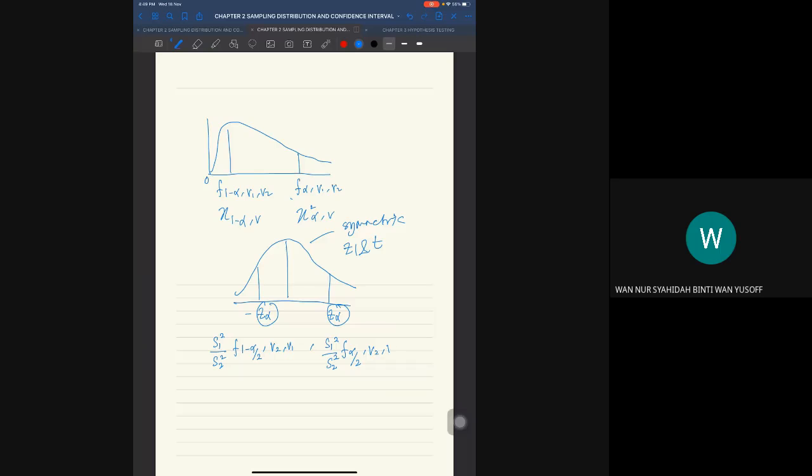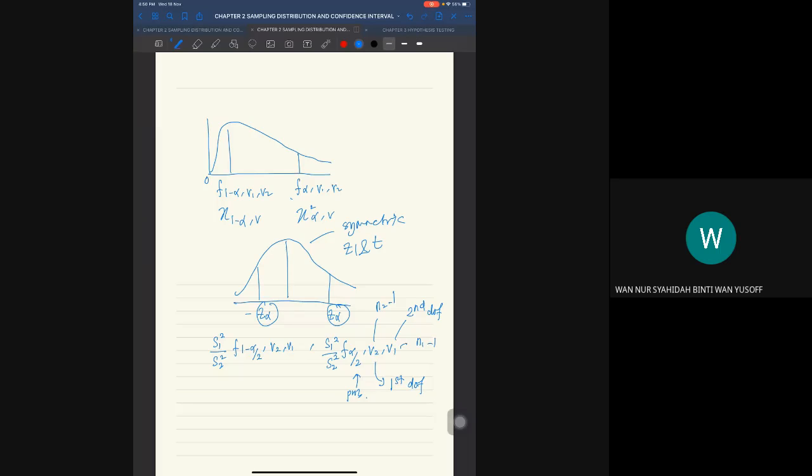Okay, so the F distribution is a package of three values. We have the probability value, the first degree of freedom, and the second degree of freedom. Here ν2 is just n2 minus 1 and ν1 is n1 minus 1. So it is a package of three values to represent the F distribution.